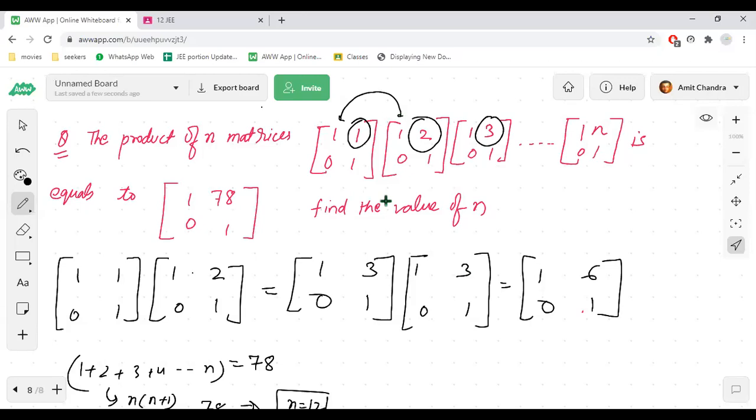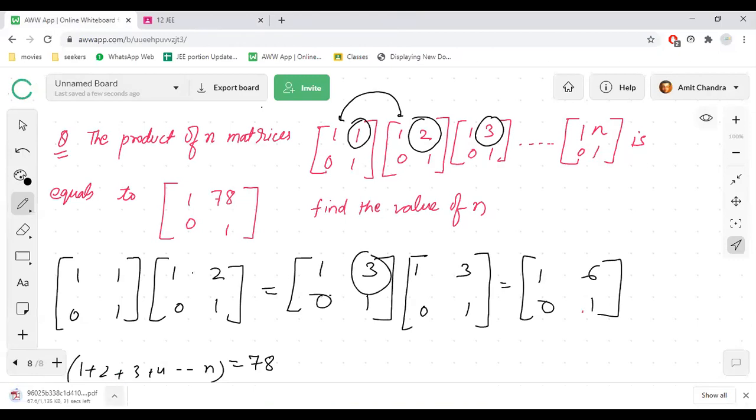See, 1 and 2 when I am multiplying, I am getting 3. This and this when I multiply, I get 6. 6 and another one when I multiply, I get 6 plus 4, 10. So it is 1 plus 2 plus 3 plus 4 and so on, 10. So when I multiply like this, each part is adding up, this part is getting added up till n. So this is the sum of the first n natural numbers. Understood? That is why I have written the sum of natural numbers.